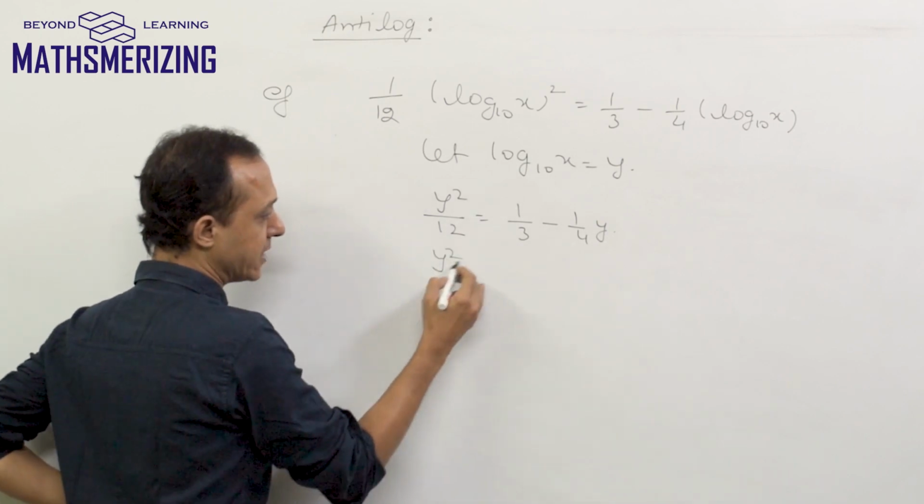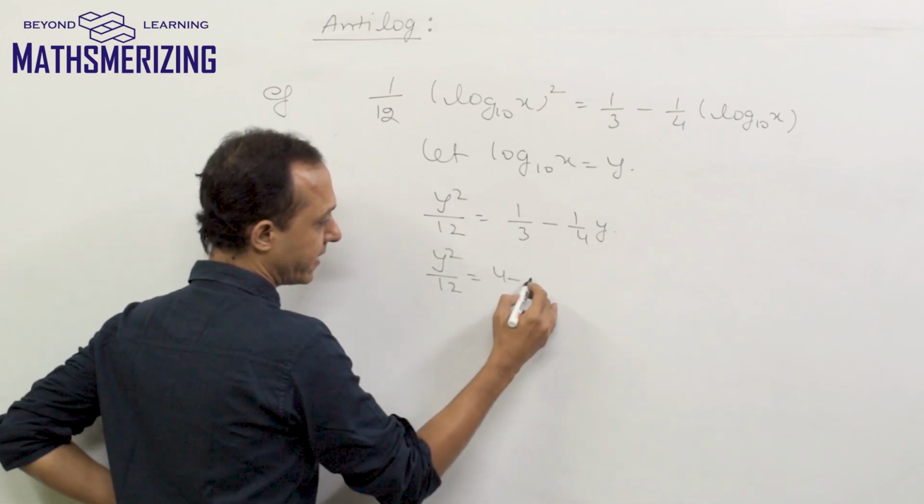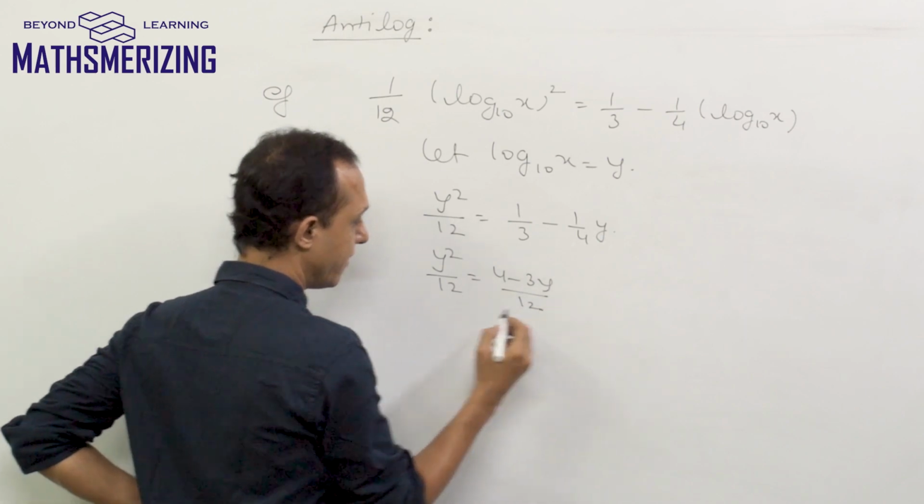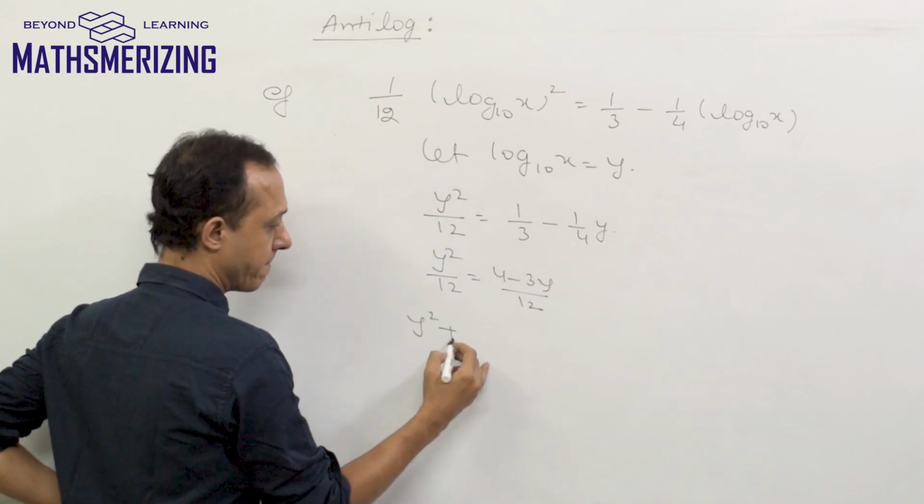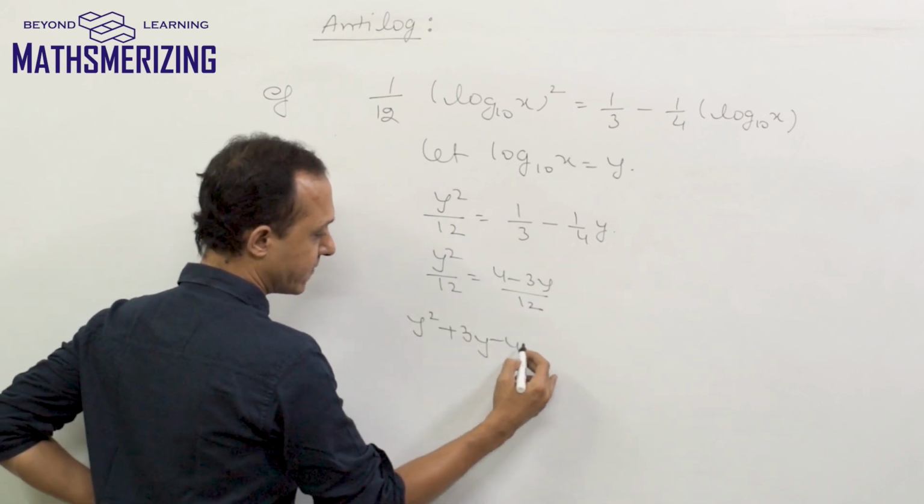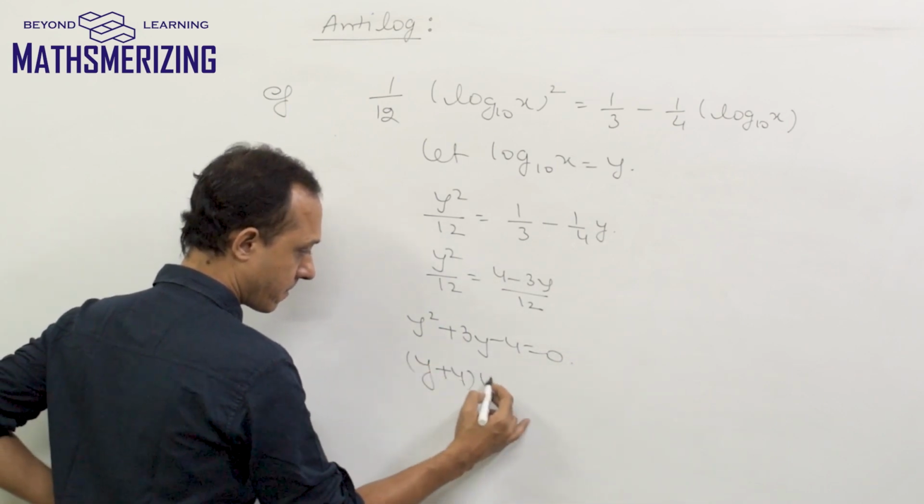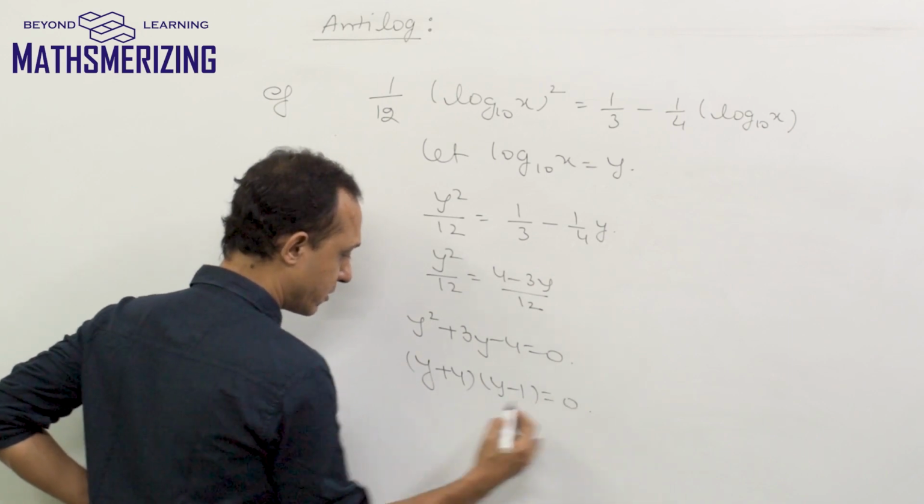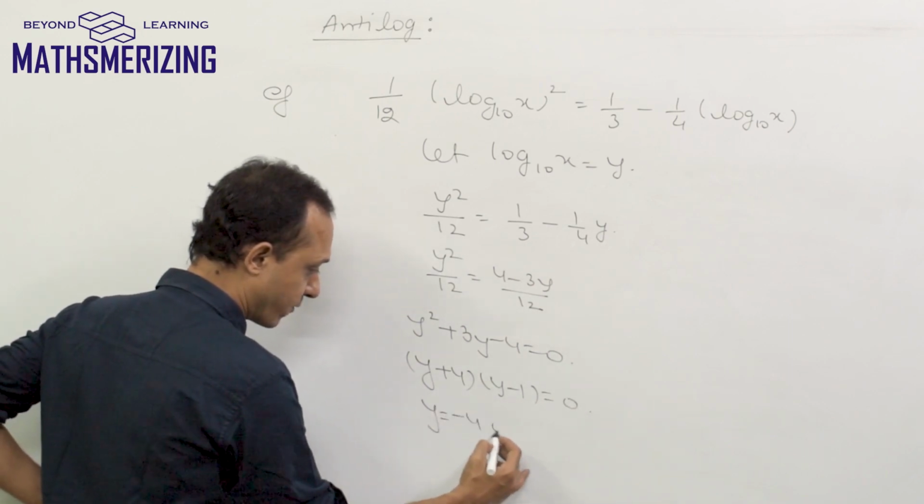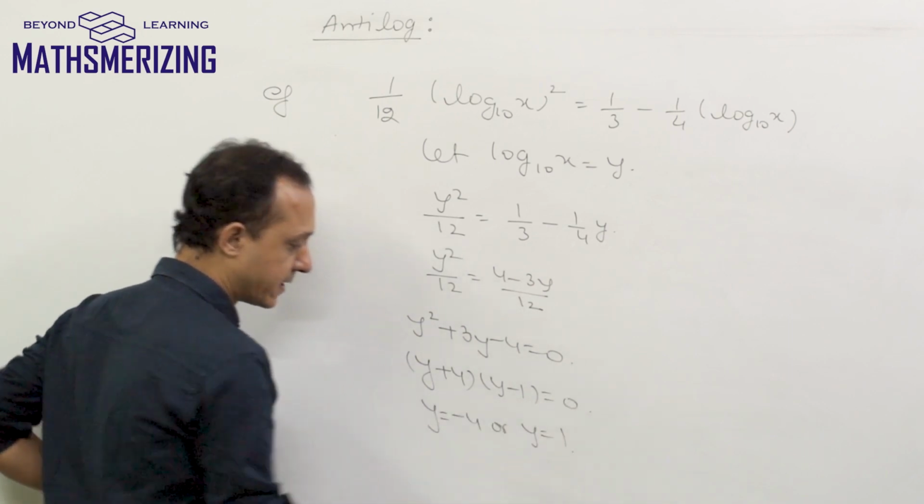I can take LCM, so y square upon 12, and this is 4 minus 3y upon 12, which is y square plus 3y minus 4 equals to 0, and I'll write it as y plus 4, y minus 1 equals to 0. So the value of y is either minus 4 or the value of y is 1.